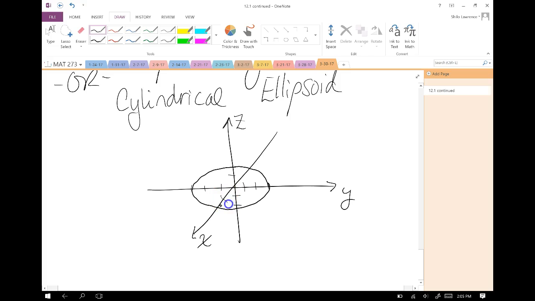So if I draw this out at x equals 3, it's going to slide out at us at an angle because I've got my x-axis angled. Close enough, right?